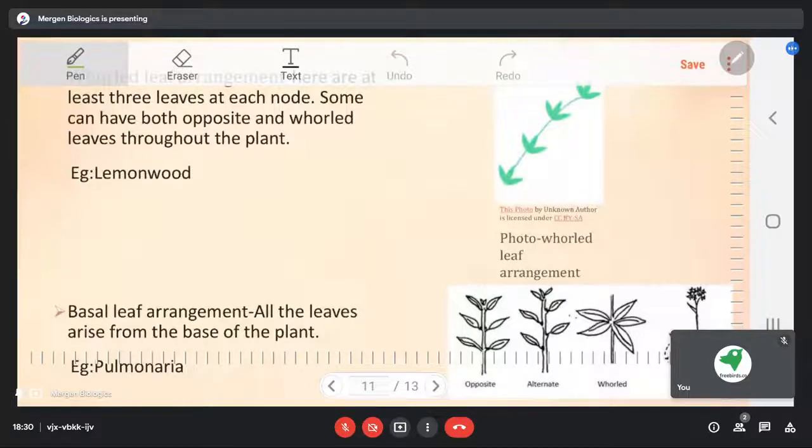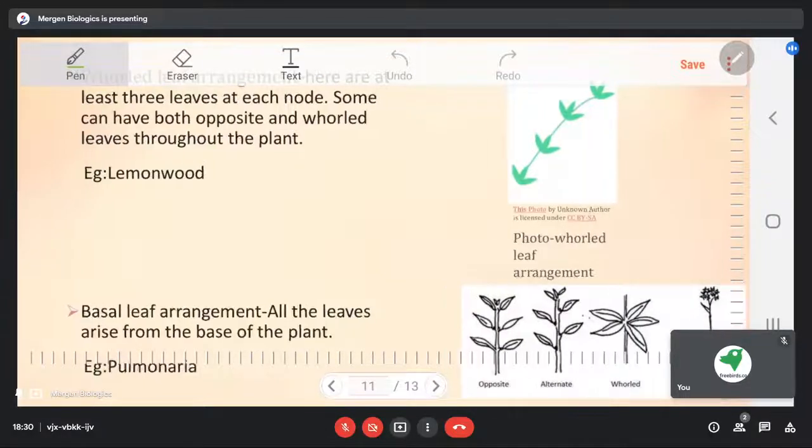In this, there are at least 3 leaves at each node. As in the case of opposite arrangement, we have seen that two leaves are arising from the same plant node. But in case of whorled leaf arrangement, there are three leaves at each node. They can be opposite, or present in the same direction, but at least three leaves at each node in case of whorled leaf arrangement.